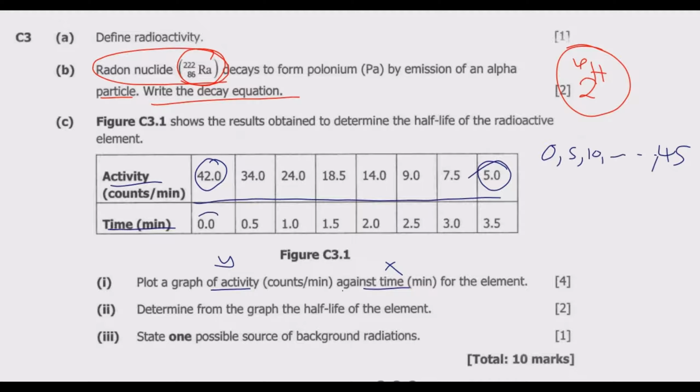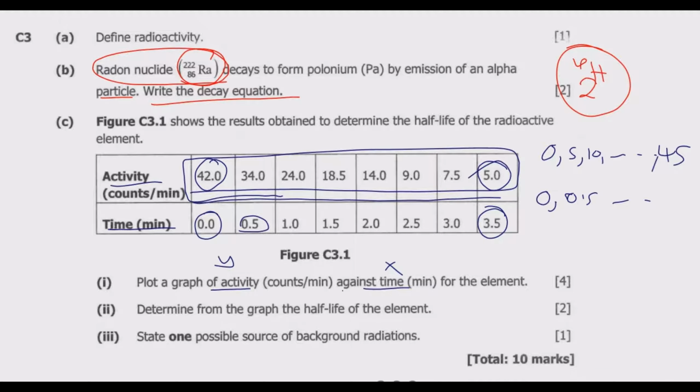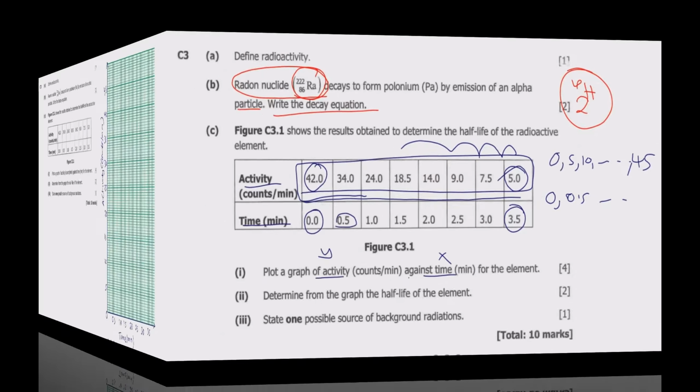Then here, 0 to 3.5. This one we can increase by a consistent interval of 0.5, like that. What is crucial is ensuring that these increase in the same interval. So we've established that we'll be jumping by 5, so 5 to 10 like that. Once you determine that, we can go to the graph paper and plot this information.